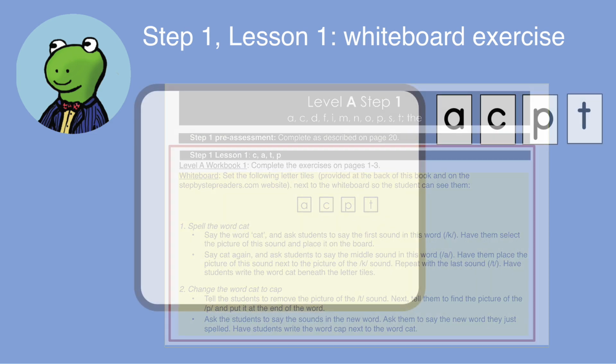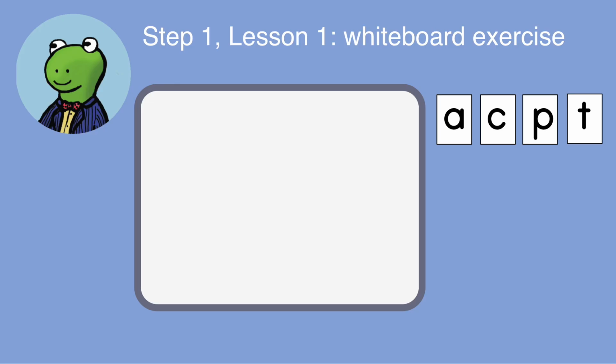To begin this exercise, place A, C, P, and T letter tiles next to the whiteboard. Say the word cat and ask the child to say the first sound in this word and to find the tile that shows the picture of this sound. Ask them to place the tile on the board.